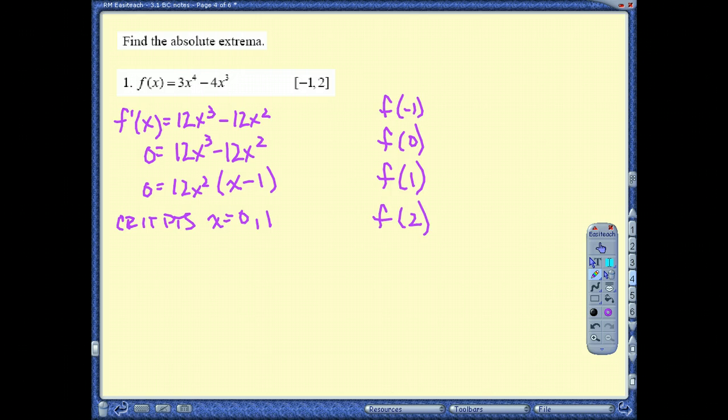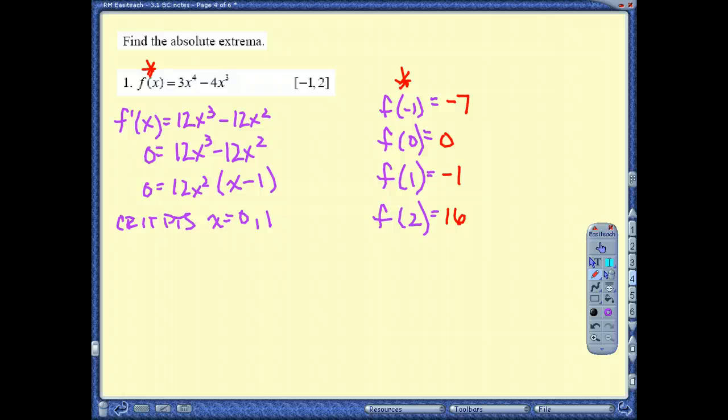Notice the derivative finds you those critical points, those other possibilities. In order to see who wins the absolute min and absolute max, you've got to find the actual y value. So you are going to go back to the original function, and that's going to give you the y values. When I put -1 into the original equation, I get -7. When I put 0 in, I get 0. When I plug 1 in, I get -1. When I plug 2 in, I get 16.